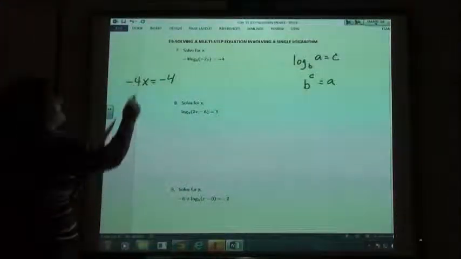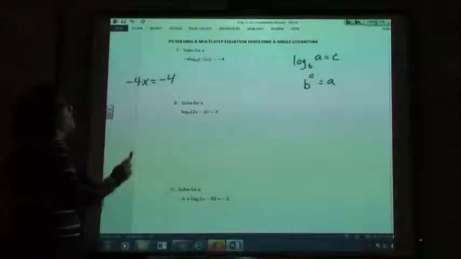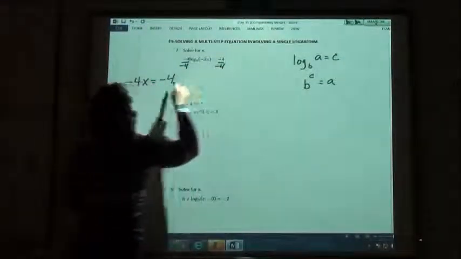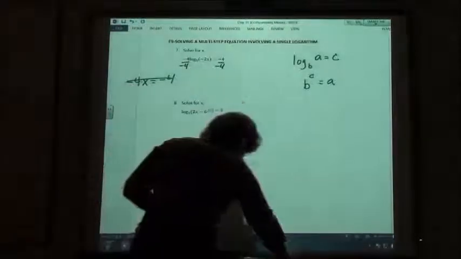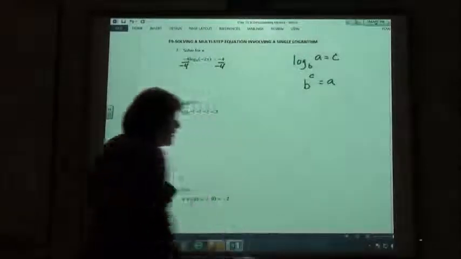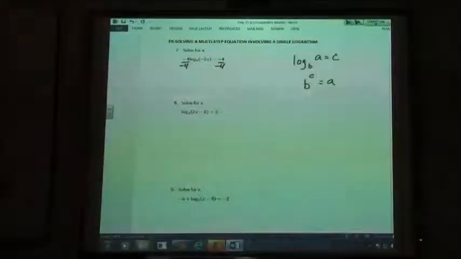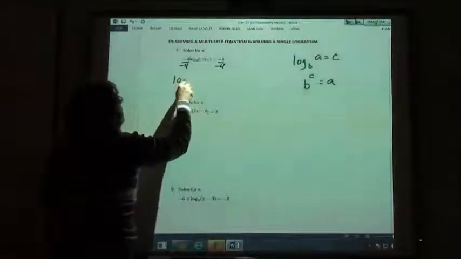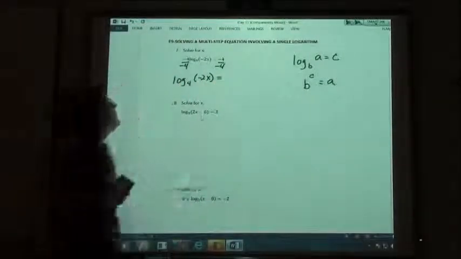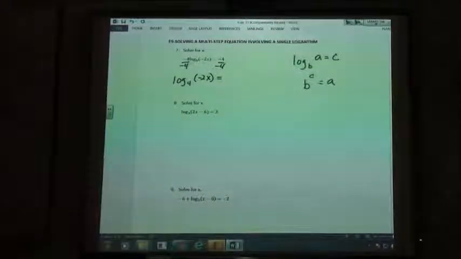You're going to divide, because this means times, right? So I have to divide by this negative 4. If it's right in front, then we have to divide. So we're going to get log base 4 of negative 2x equals negative 4 divided by negative 4, which would be?